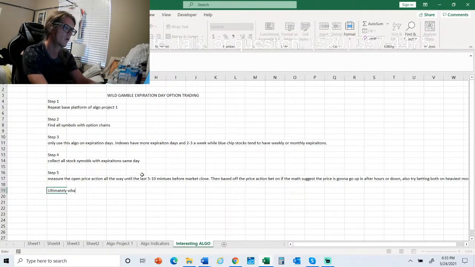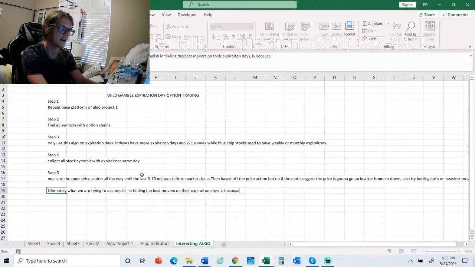Ultimately, what we are trying to accomplish in finding the best movers on their expiration days is because the last hour to 30 minutes to after hours could have wild swings.